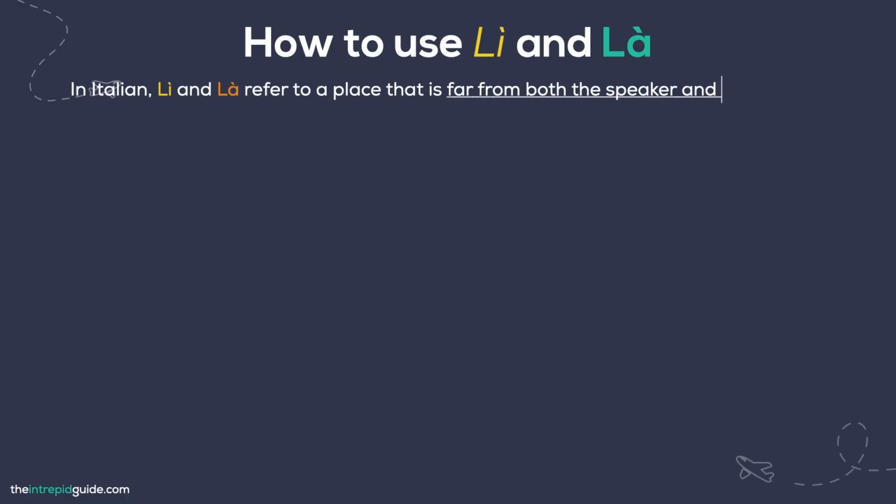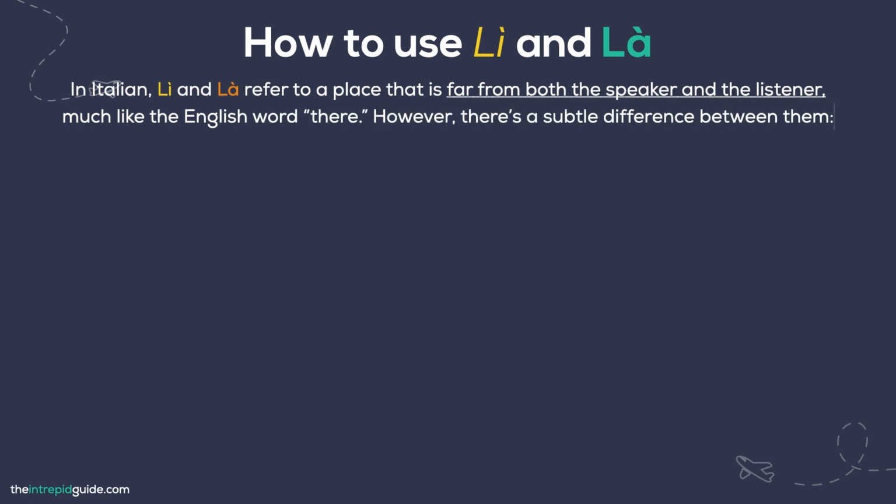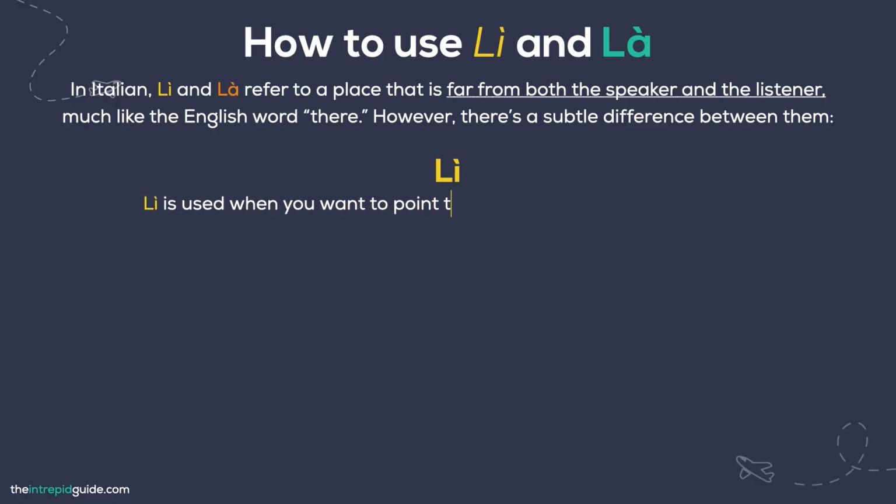Now let's take a closer look at how to use li and la. Now in Italian, li and la refer to a place that is far from both the speaker and the listener, much like the English word there. However, there's a subtle difference between them. Li is used when you want to point to a specific, well-defined location.